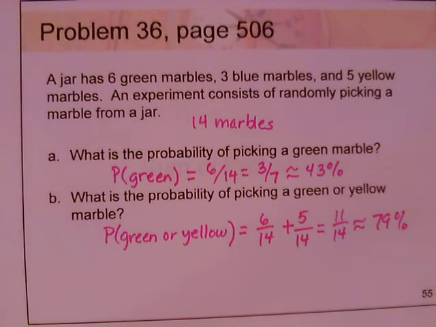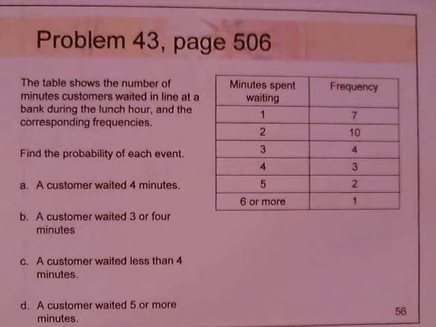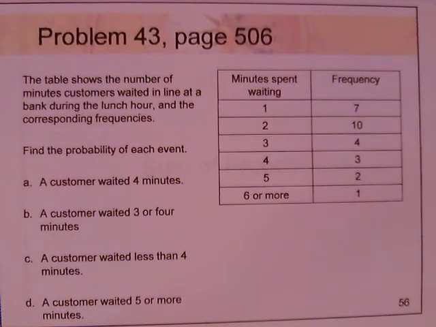Next, we'll look at this example, problem number 43 on page 506 in your book as well. The table shows the number of minutes customers waited in line at a bank during the lunch hour and the corresponding frequencies, as you can see. Now, we want to find the probability of each event. So starting with part A, we want the probability of a customer who waited 4 minutes.